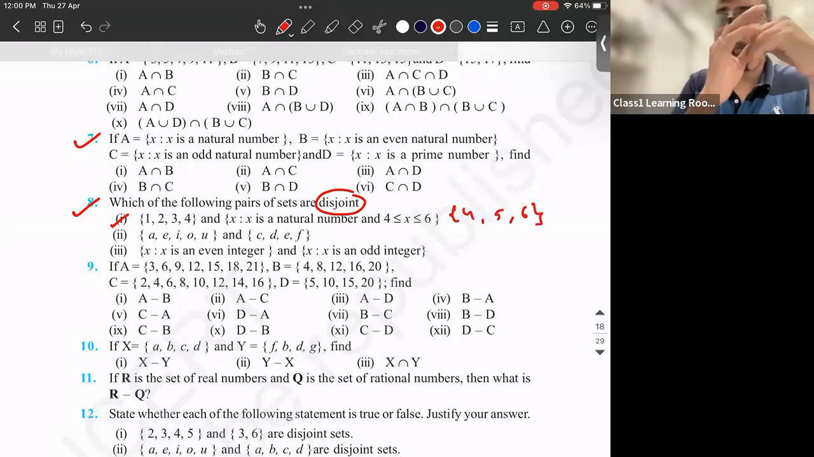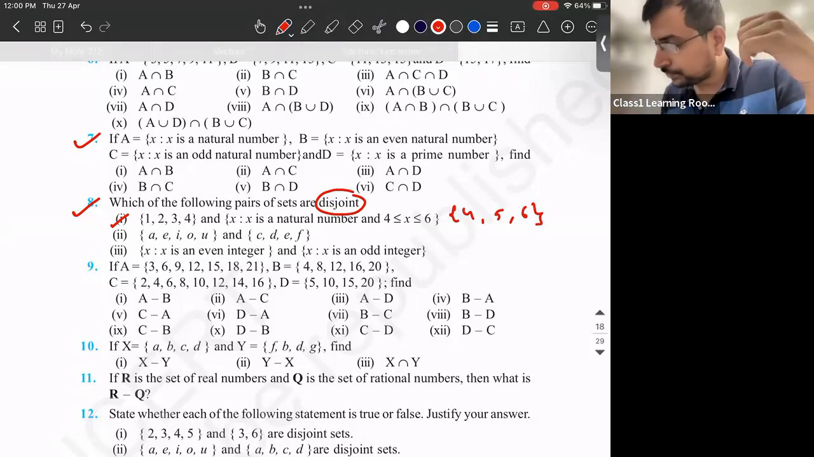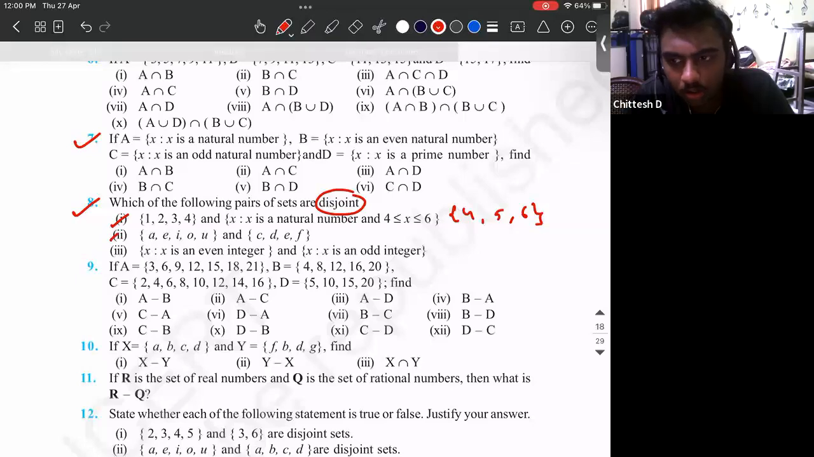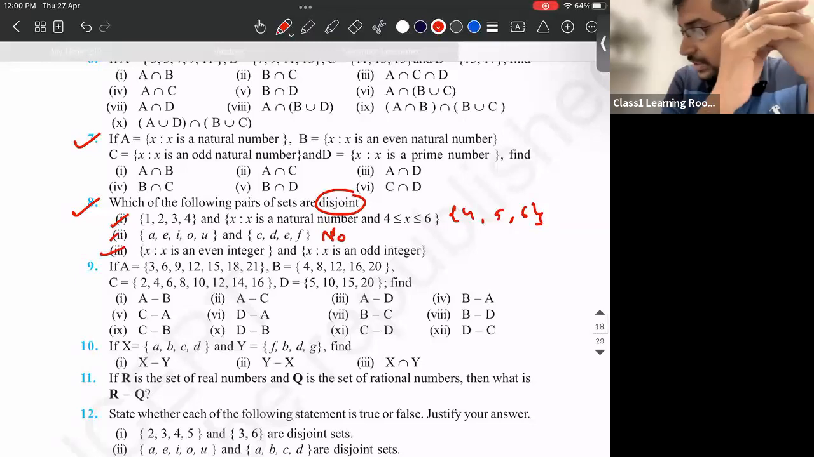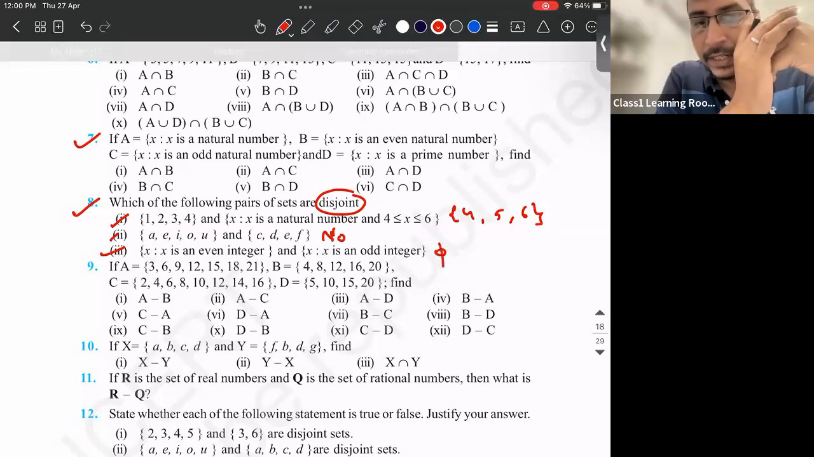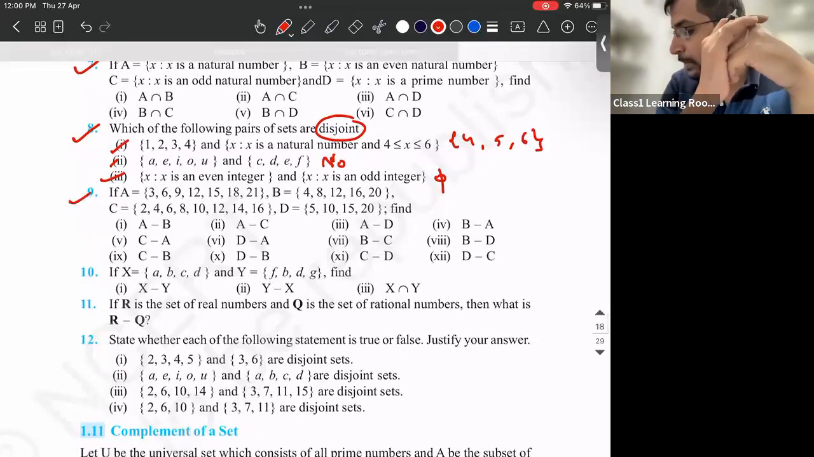Are they disjoint sets? No, because you have a common element, 4. Next, C, D, E, F. They have E as an intersection. Next, X is such that X is an even number and X is an odd number. Their intersection is a null set. Right. Ninth one.